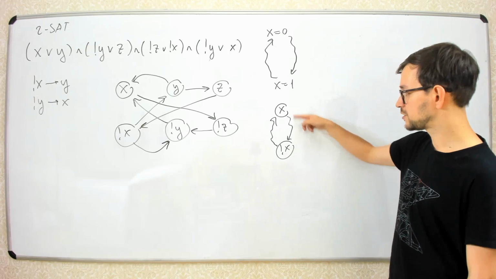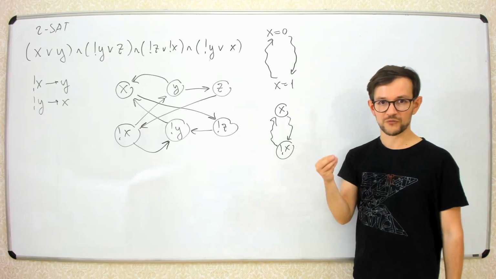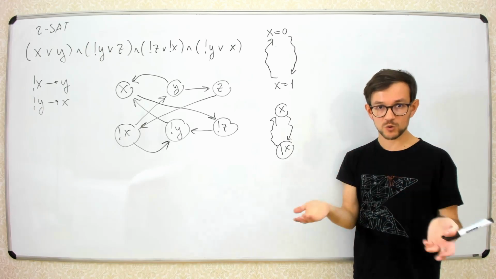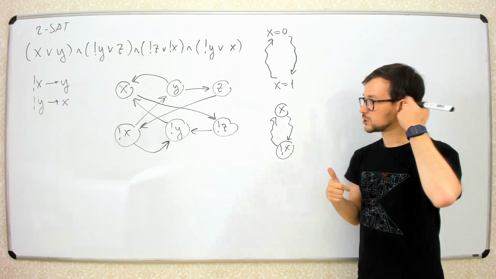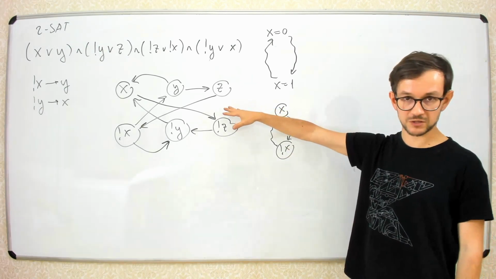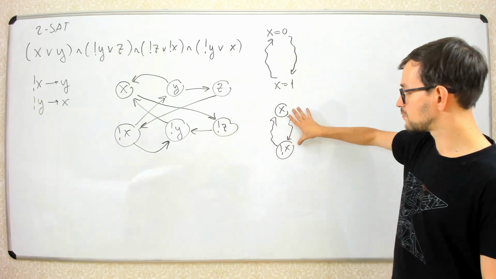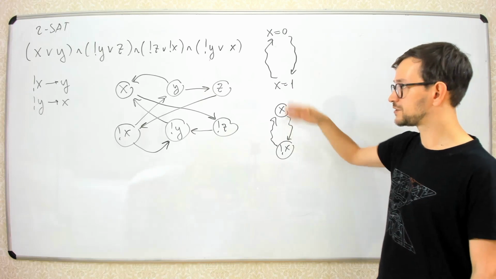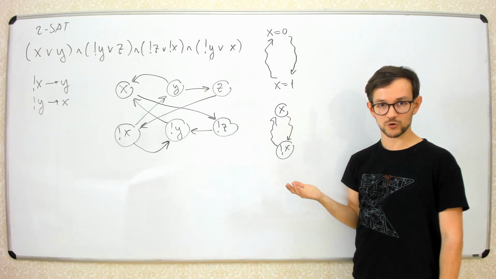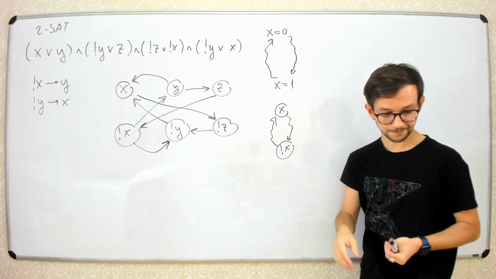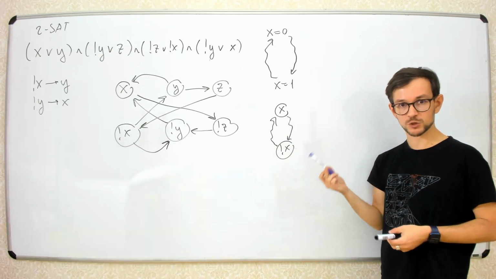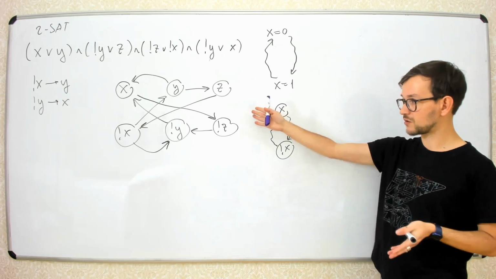And if you have these two vertices belong to the same strongly connected component, then you have a problem. So you build the strongly connected components for this graph. And if you find both these vertices belong to the same strongly connected component, then it is impossible to satisfy your Boolean formula. Yeah, that's all. We just learned how to build strongly connected components in linear time. So we just apply this algorithm to this graph.